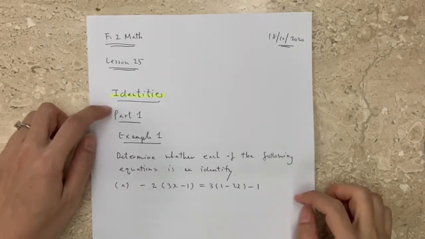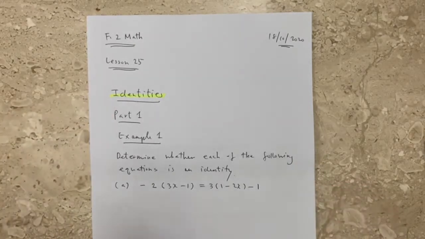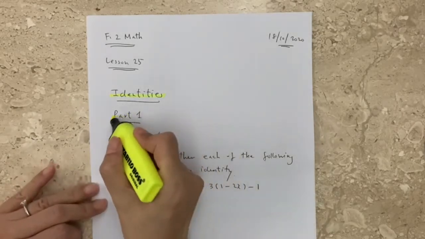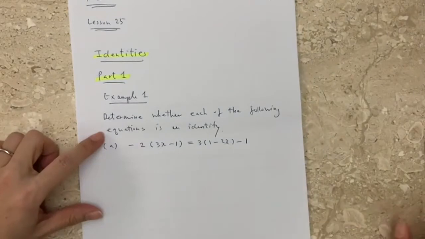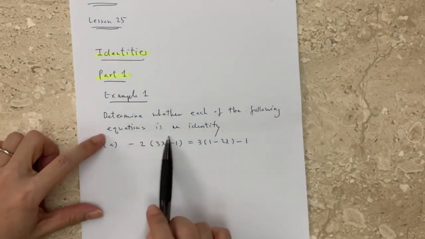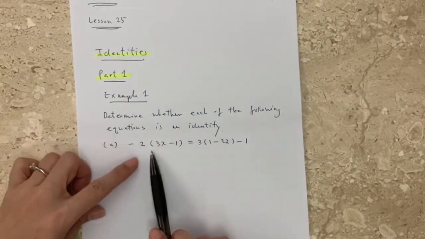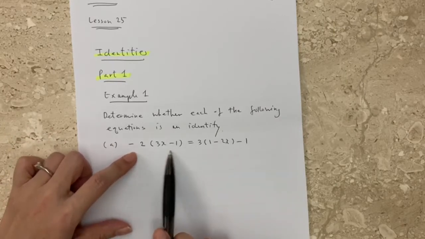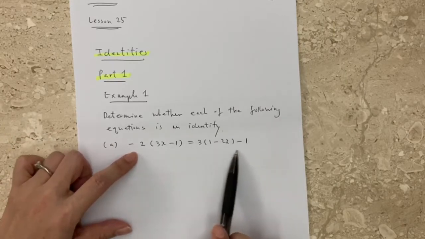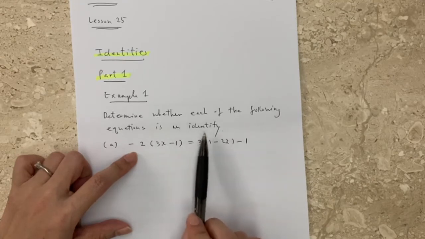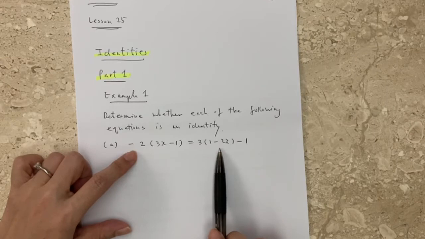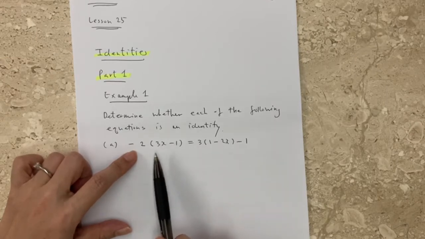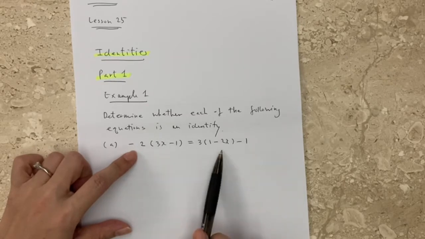Today's topic is about identities, and there are two parts in today's lesson. Now we come to the first part, which is to determine whether each of the following equations is an identity. Here we have an equation, and this is the left hand side, this is the right hand side. If it is an identity, that means the left hand side must be equal to the right hand side. So we have to prove whether it is true that the left hand side is the same as the right hand side.